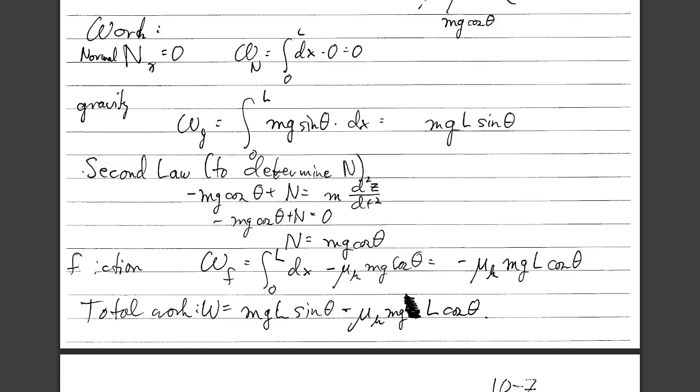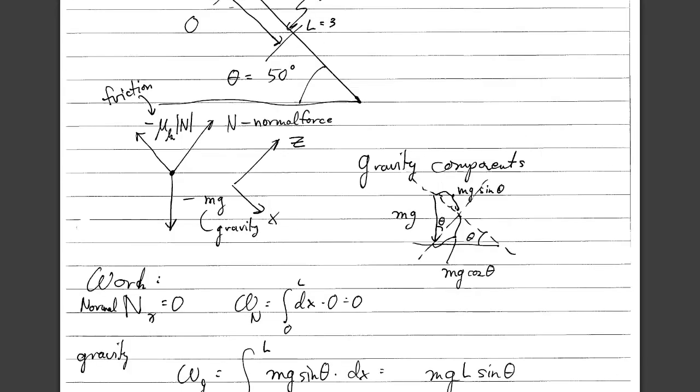So we start out, and what is the work done by the normal force? Well, if you look at the picture, here's the normal force. It's pointing along the z-axis. It's perpendicular to the x-axis, and therefore the x-component of the normal force is 0, and the work done by the normal force is therefore the integral dx from 0 to L of 0, which is 0. There is also the work done by gravity.